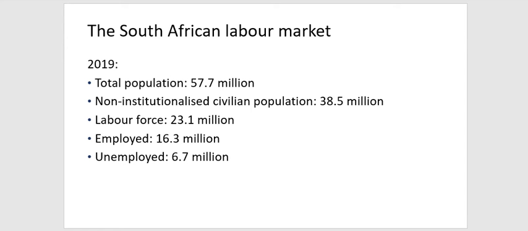Currently, the labor market in South Africa looks this way. Of the 57 million people in our population, 38.5 million are regarded as the non-institutionalized civilian population. And 23.1 million of those are part of the labor force. In the labor force, we've got 16.3 million employed, and 6.7 million unemployed.